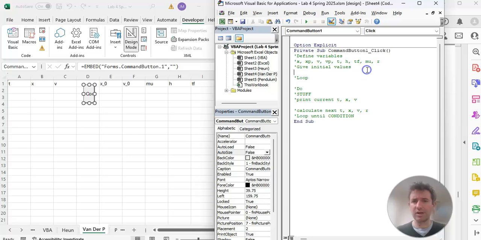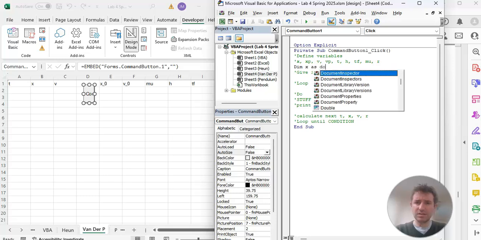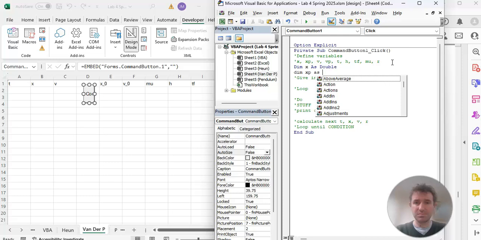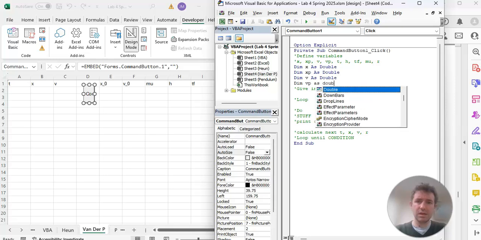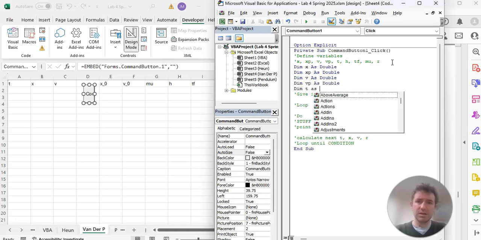Heun's method here. Okay, so I've got some variables to go here. I have dim x as double. This is the van der Pol oscillator; what it is, we'll see in lectures. P is double. Dim v is double. Dim vp is double. T is double.